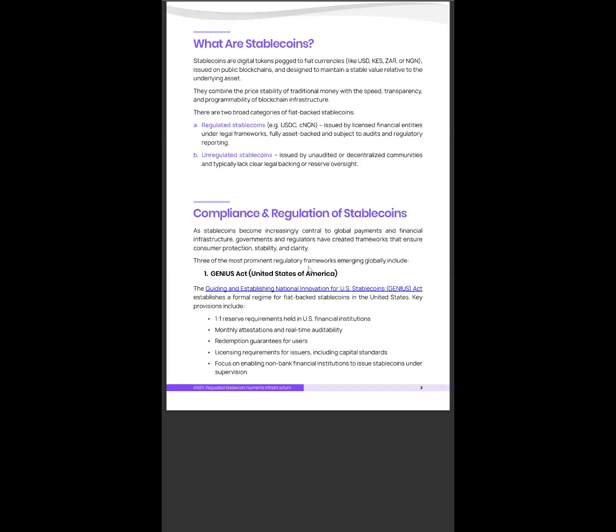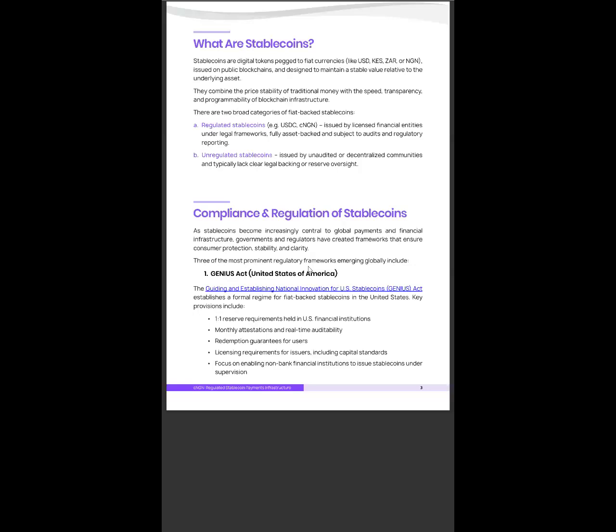And these tokens are then created on public blockchains like Ethereum, like Binance Smart Chain, like Base, those sort of chains, the public chains that we all know. And they are designed to maintain a stable value relative to the underlying assets. In this case, the underlying assets are these fiat currencies. So they combine the price stability of traditional government money with the speed, transparency, and programmability of blockchain infrastructure. What does that mean in practice?